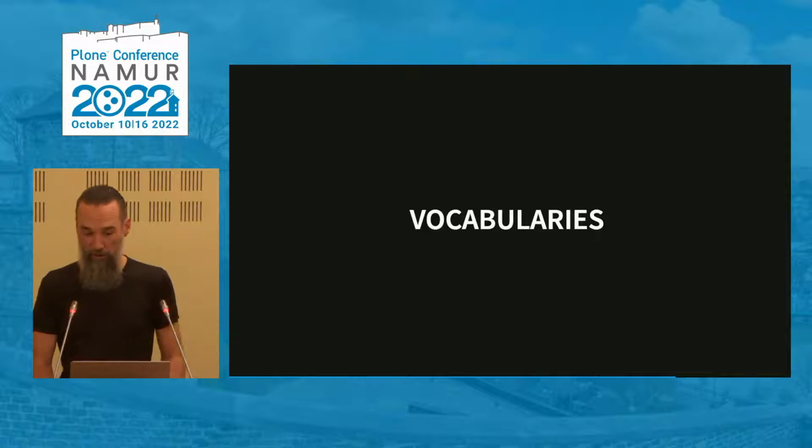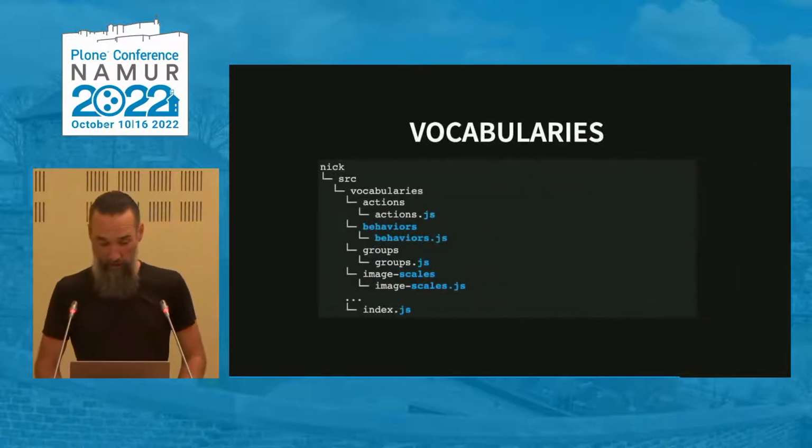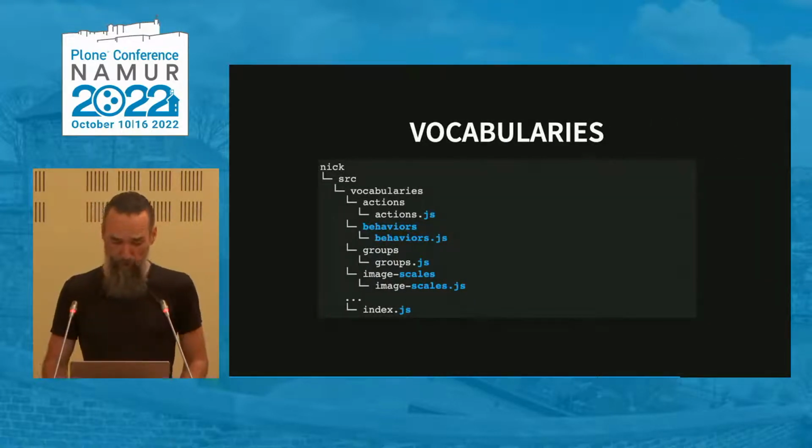Next up, vocabularies. That's also a really nice thing in Plone. There are two types of vocabularies. One is our vocabularies which are created in JavaScript, so basically that's fetching data from somewhere. In this case, actions, behaviors, groups. That's a vocabulary of all the available groups. It will just fetch the groups data in the database, and it will return it that way.